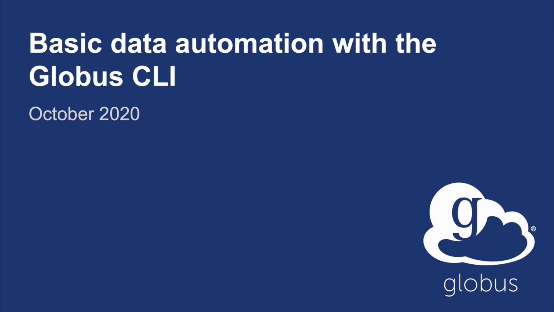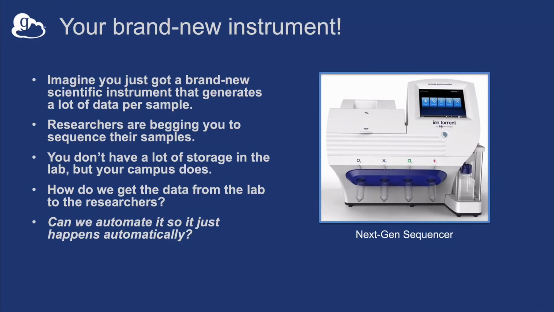I'm Lee Liming, and I work with the Globus team at the University of Chicago. In this video, I'll show you how to set up some basic data automation using the Globus Command Line Interface, or CLI. The Globus CLI lets you access Globus features from the command line on your computer, so you can automate frequent or repetitive tasks in Globus without having to point and click in your browser.